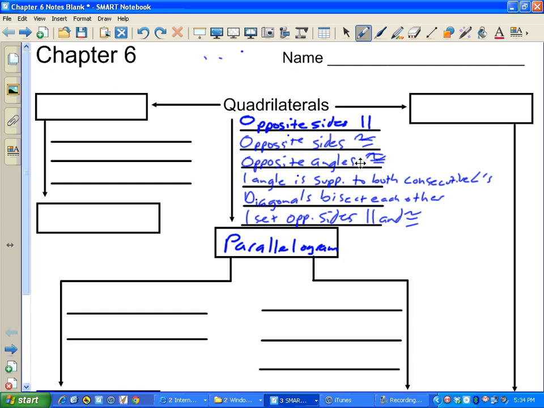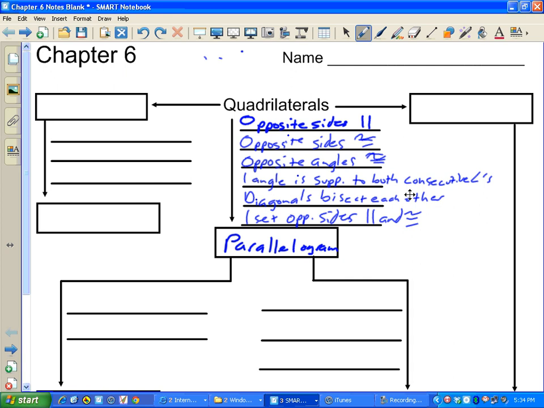Opposite angles congruent. That one's not so easy with points because we don't have a way to figure out what angles the points are making yet. One angle is supplementary to both. Again, I don't really have a way to do that with points yet. We'll get to that when we get to some trigonometry.